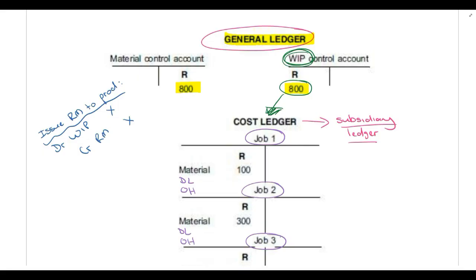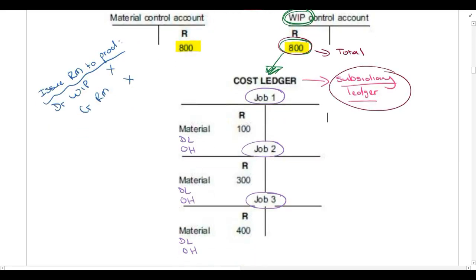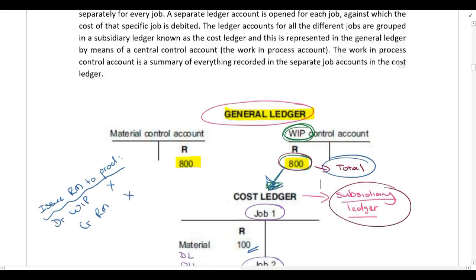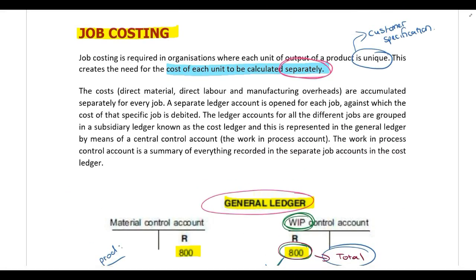However, work in process is a control total. I want to know the detail. I want to know what portion of this cost relates to each job. If I want to know the detail, I go into my subsidiary ledger, and there I can see what that 800 Rand is made up of. Of that 800 Rand of material, 100 Rand was issued to job 1, 300 Rand was issued to job 2, and 400 Rand was issued to job 3. So I can see the detail when I look at my cost ledger. All the jobs are costed separately, but I've got a control total in my general ledger. This next paragraph just deals with what I've discussed with you now.